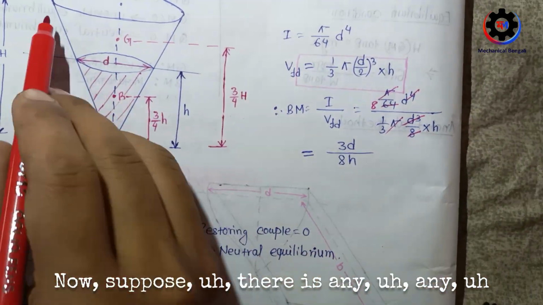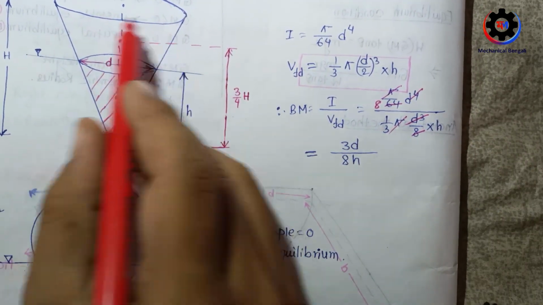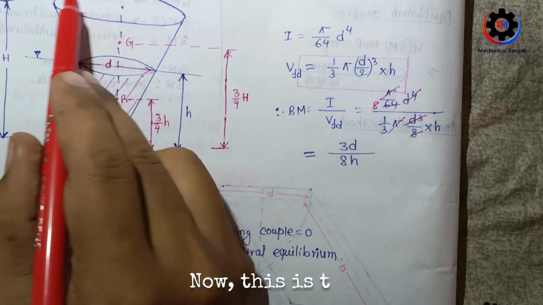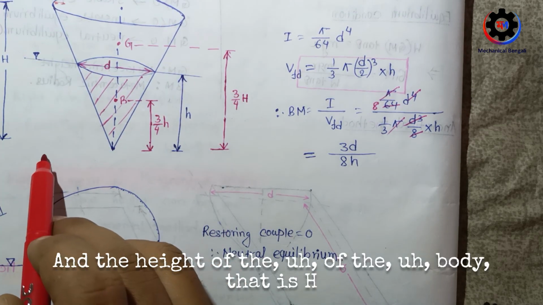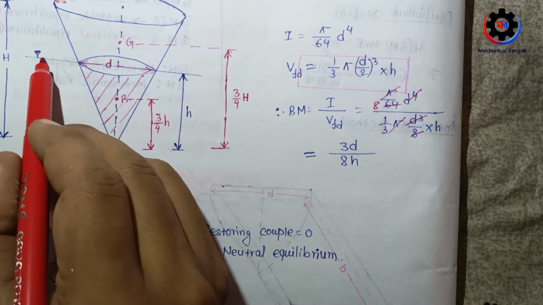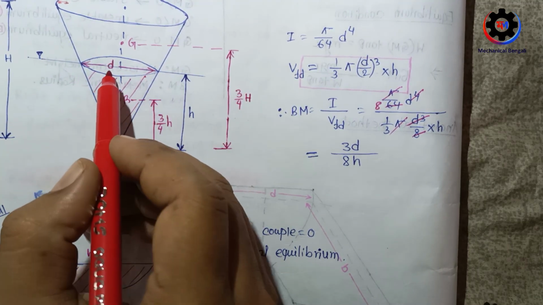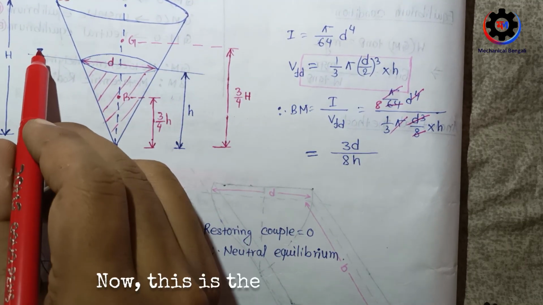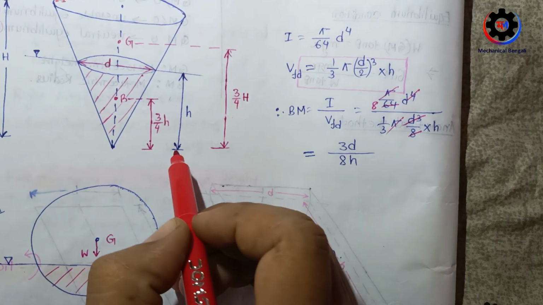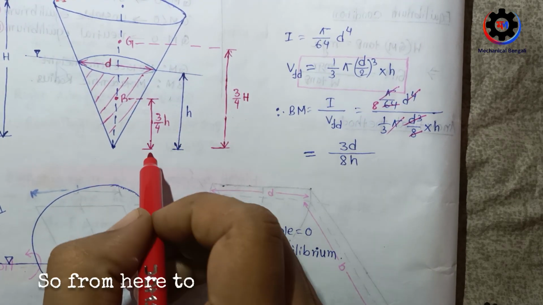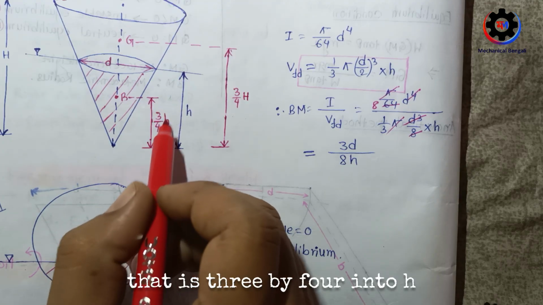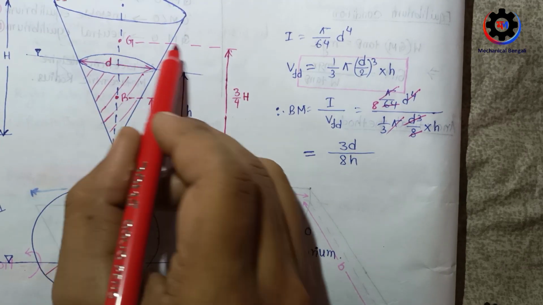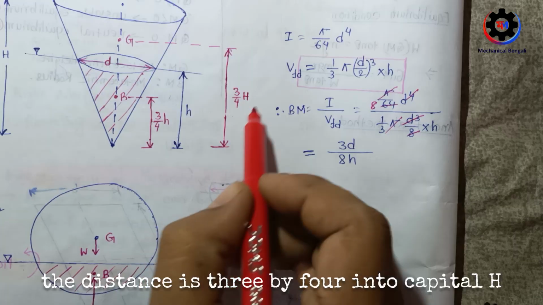Now suppose there is a body of any shape. This is the shape of the body here. This is the diameter, that is d, and the height of the body is h. Up to this section the body is in the fluid. This is the free surface here. From here to here the height is small h. From here to this metacentric point the distance is 3 by 4 into h, and from here to here the distance is 3 by 4 into capital H.